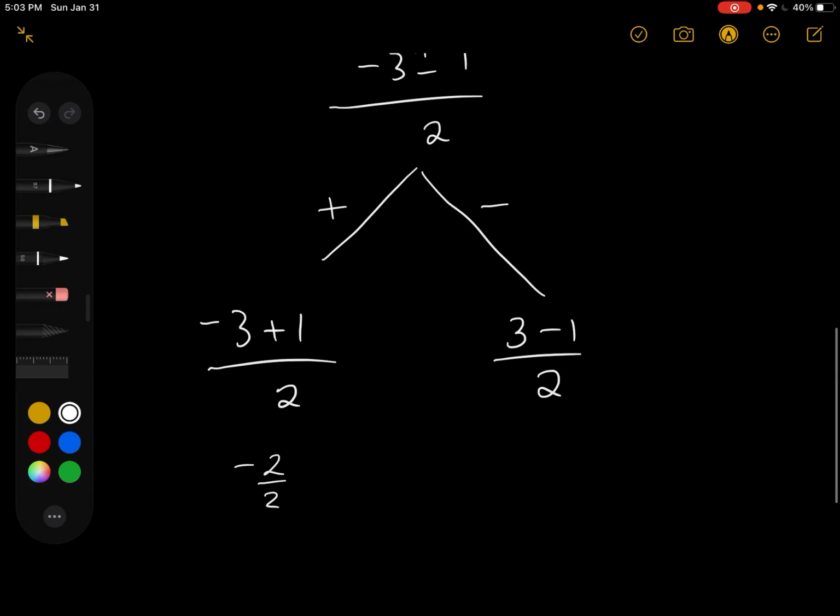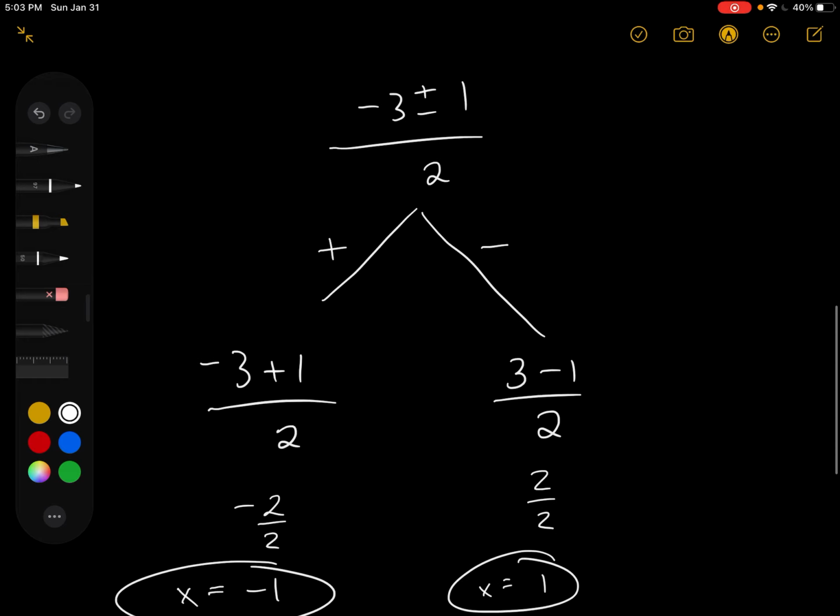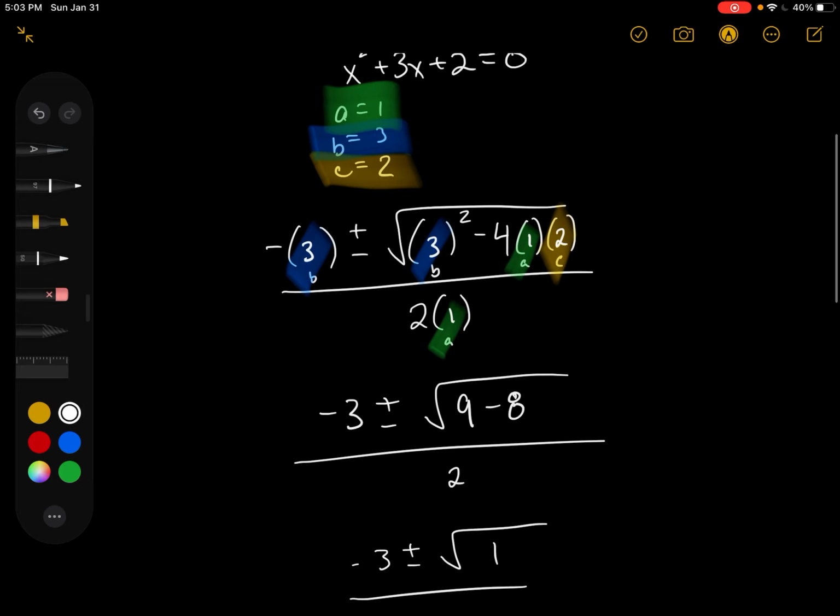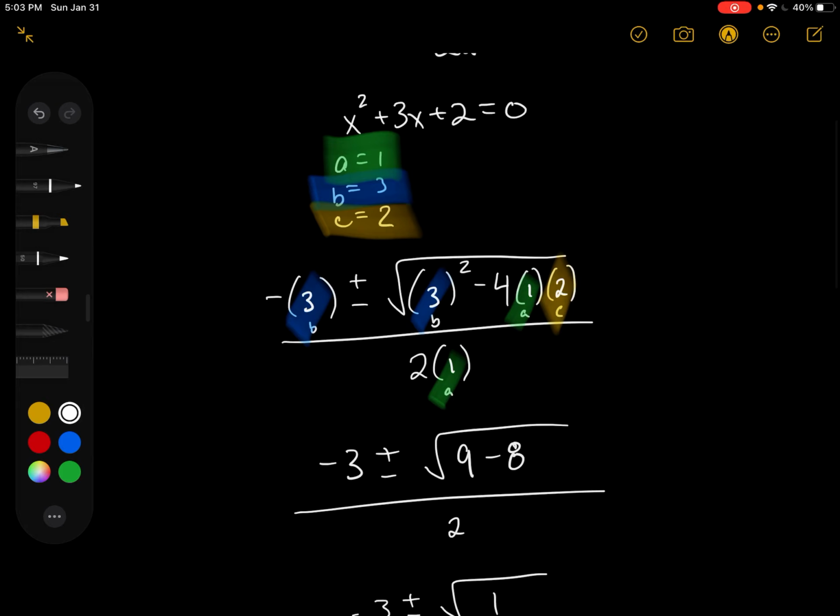So we'll end up with negative 2 over 2 on one side, or just negative 1. And then on the other side, we'll end up with 2 over 2, or in this case, just positive 1. And again, carefully going through, making sure that we're not forgetting any of our signs, anything like that. And as long as we've done that, we are in excellent shape here to go through and to solve.